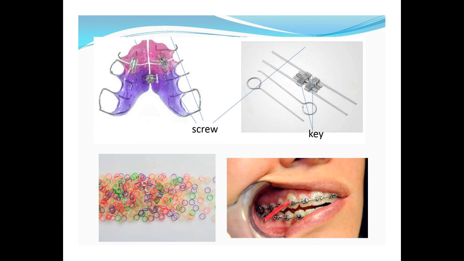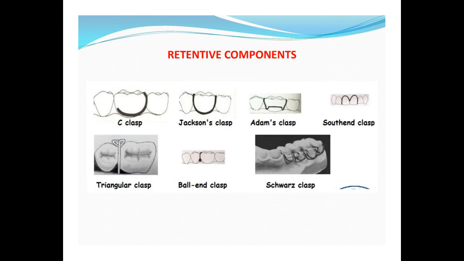You would have come across elastics, which we use in our daily lives. The same can be incorporated in removable appliances or fixed appliances to exert force. Since elastic is exerting a force, it causes tooth movement. So I recap. The basic active components are what? Labial bow, springs, retractors, screws, and elastics.